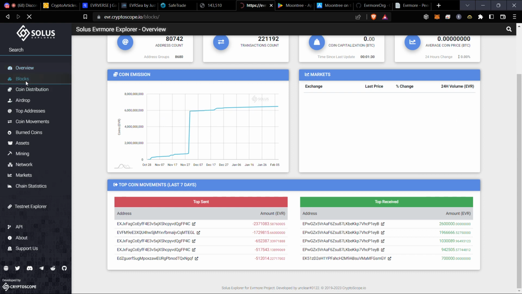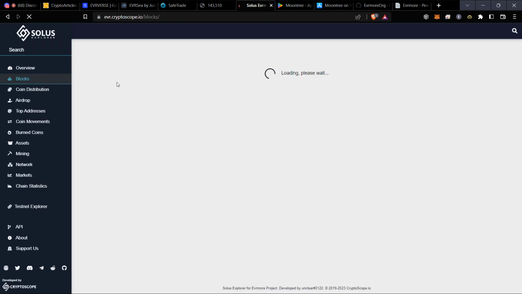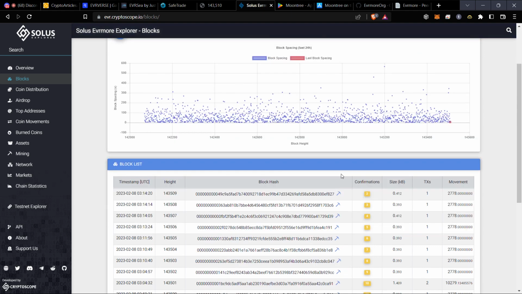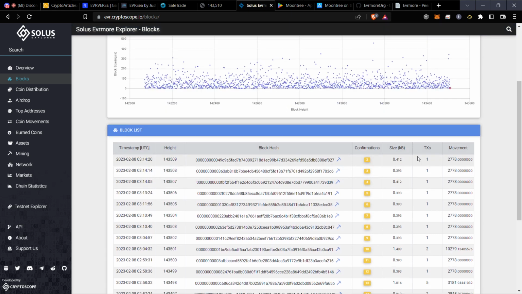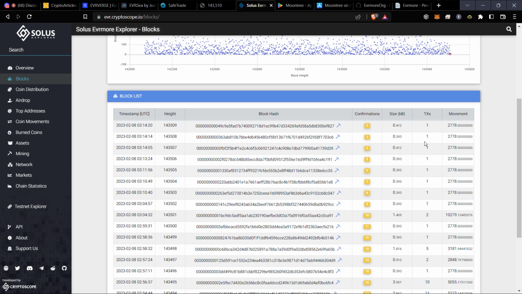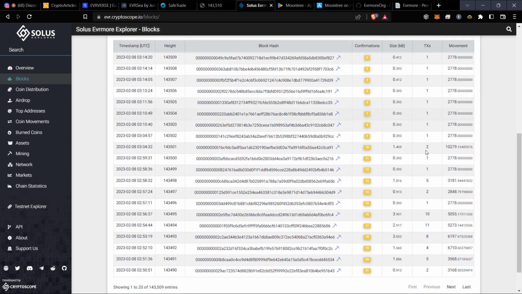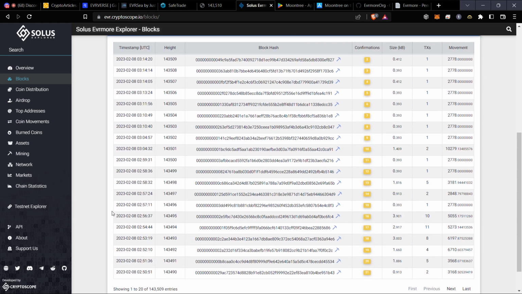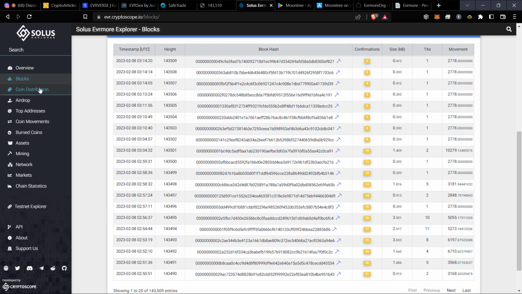All right, blocks. Let's head on over to blocks. Let's see what's going on with the blocks. Since it's a new chain, there's not much going on in the blocks. As you can see here, block spacing and confirmations, block size, one transaction, which is typically going to be the Coinbase transaction. Looks like there's one here. There's 10 here. Oh, interesting. 11 here, 8 here, 4 here. Might be some folks minting some assets or just moving coins around.